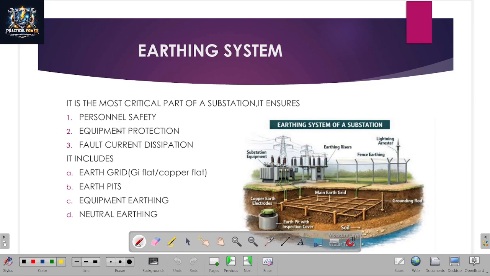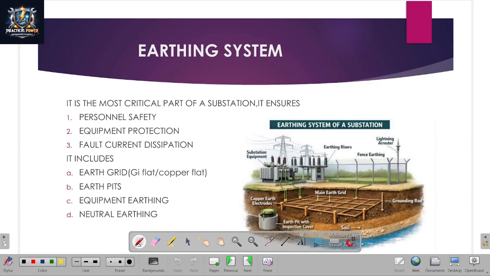During the calculation, what are the touch voltage and step voltage, these things will be calculated. So the earthing system consists of earth grid, GI flat or copper flat. These are things. GI flat, this is copper or GI.